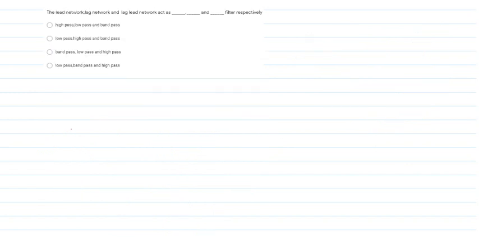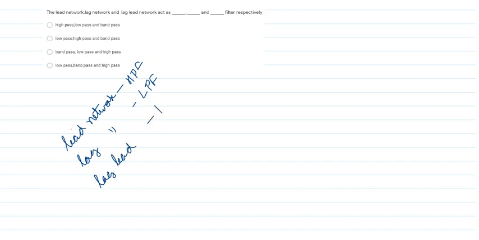Right. Next question. This is a commonly asked interview question. Like lead network, lag network, lag-lead network. Lead network is a high pass filter, that is, it will pass only high frequency components. Lag is a low pass filter. Lag-lead is a band pass filter. There is also the lead-lag, which is a band stop filter.